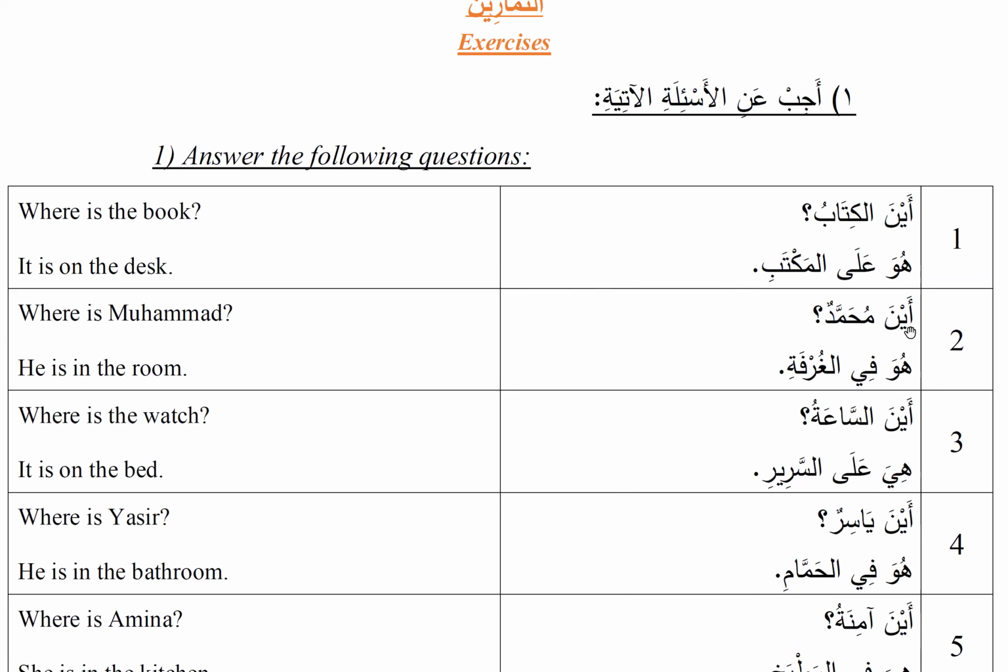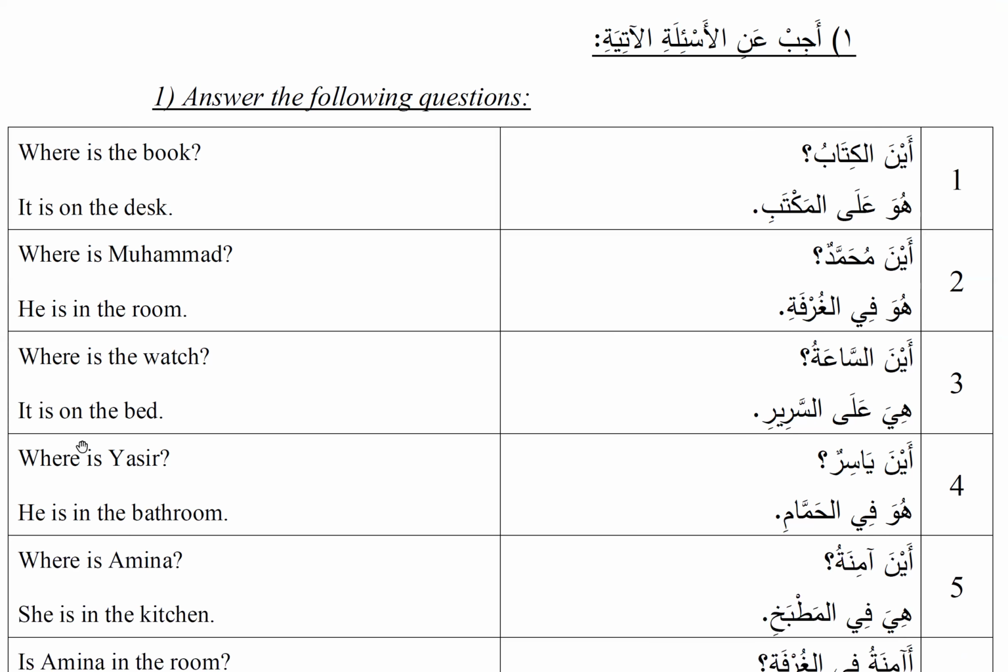Where is Muhammad? Aina Muhammadun? He is in the room, we say huwa fil ghurfati. Always make sure the word after a preposition gets a kasra, the e sound, because a preposition, harf jar, makes the word after it ism majroor. Where is the watch? Aina sa'atu? See, sa'atu with a dhamma. It is on the bed. Here we say hiya because sa'atu is female. Hiya ala sariri.